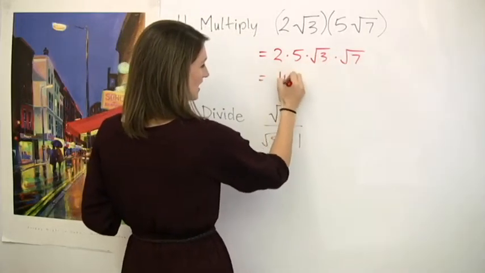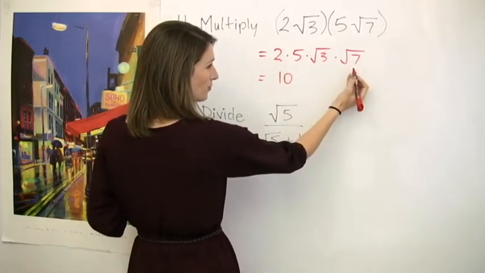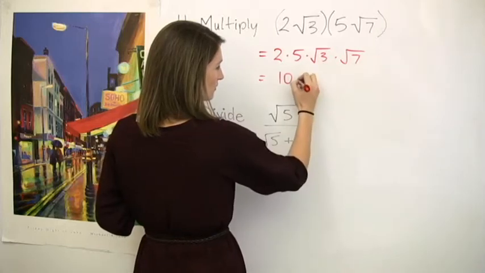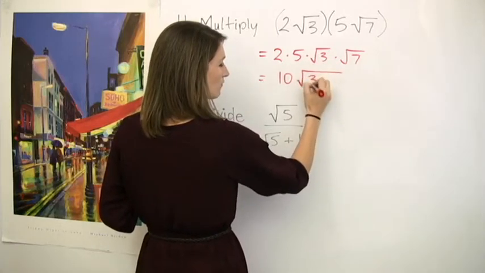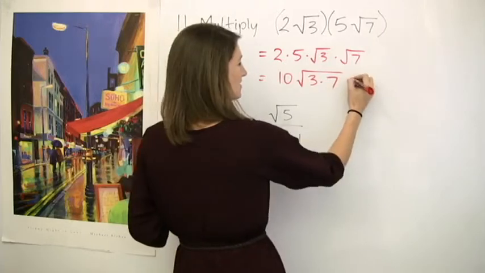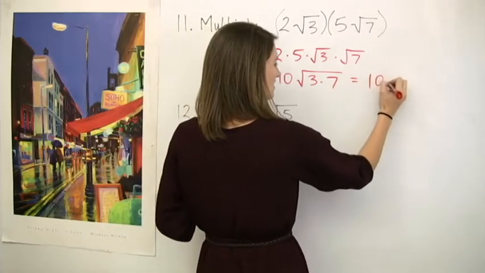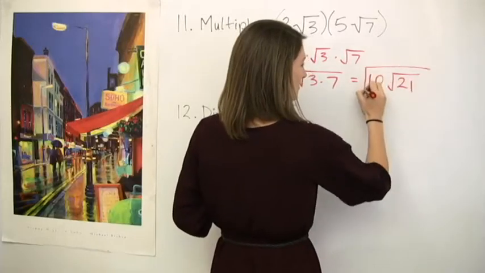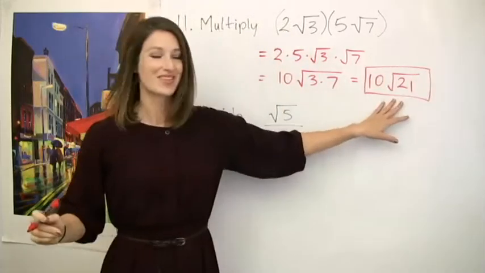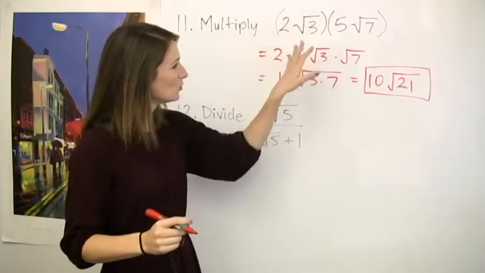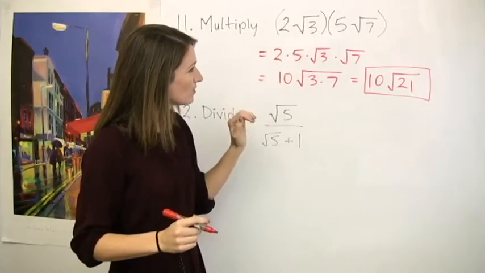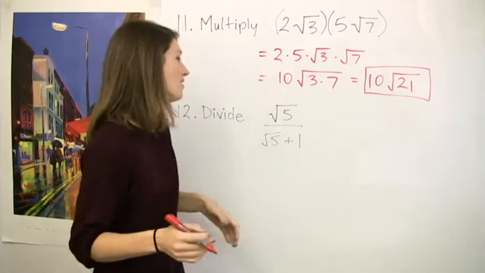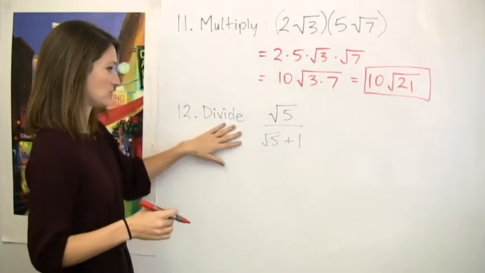2 times 5 is 10. And then using our product property for radicals, this square root of 3 times the square root of 7, we can rewrite that as the square root of 3 times 7. And then that simplifies to 10 times the square root of 3 times 7 is 21, which is our answer. So to multiply two products together, including radicals, is essentially the same as if we were multiplying two polynomials together. So let's move on and let's try a division problem.